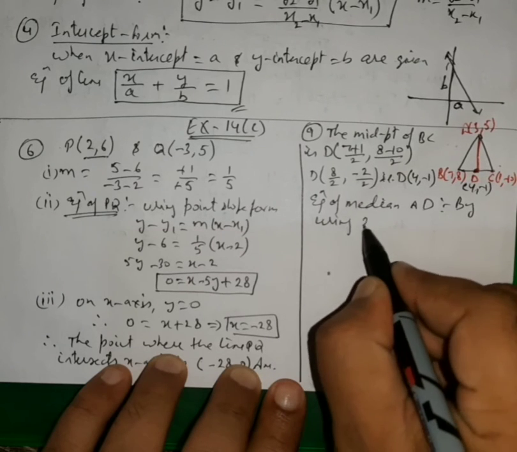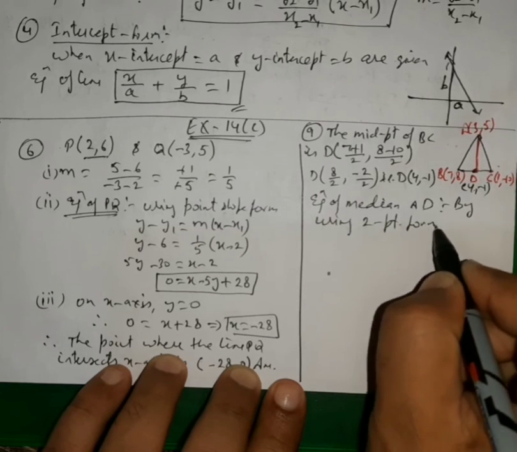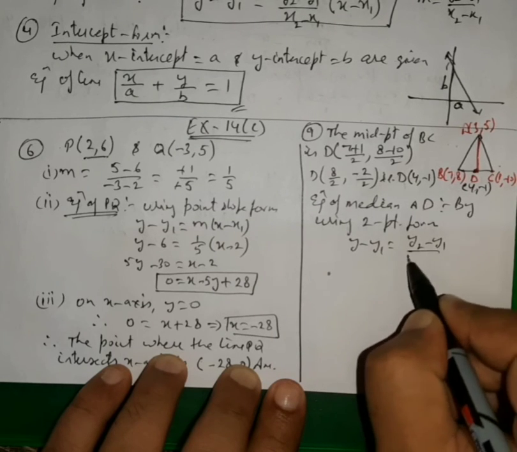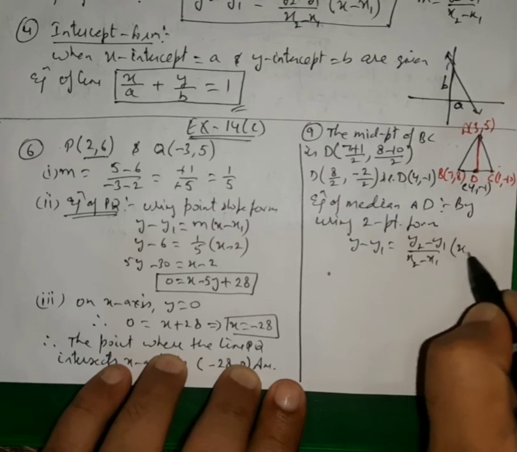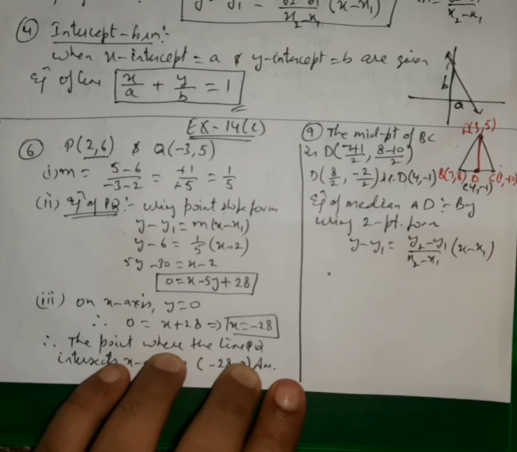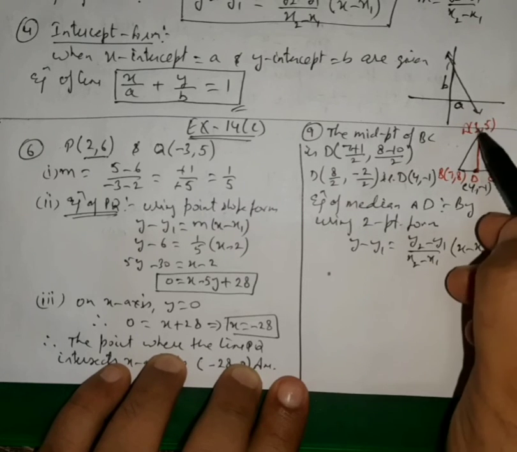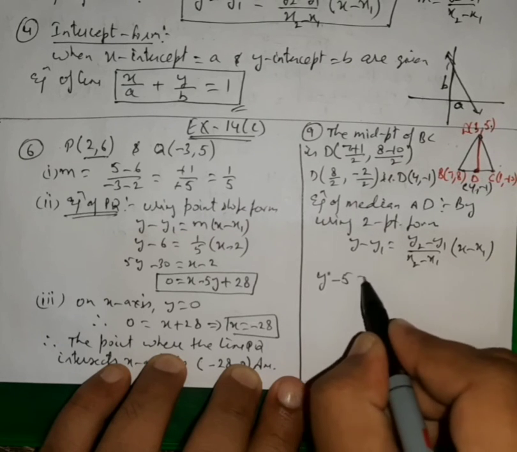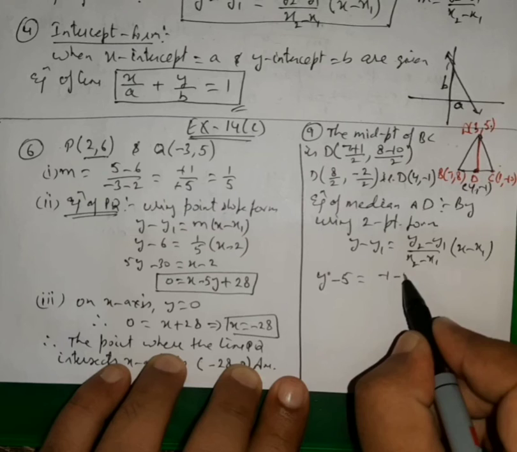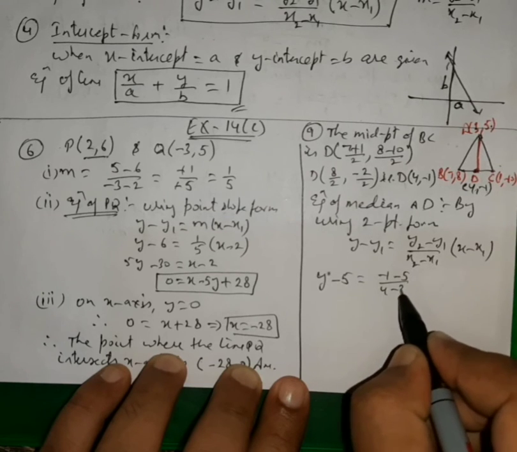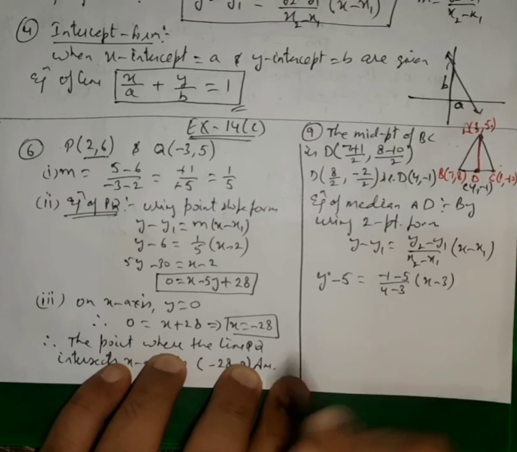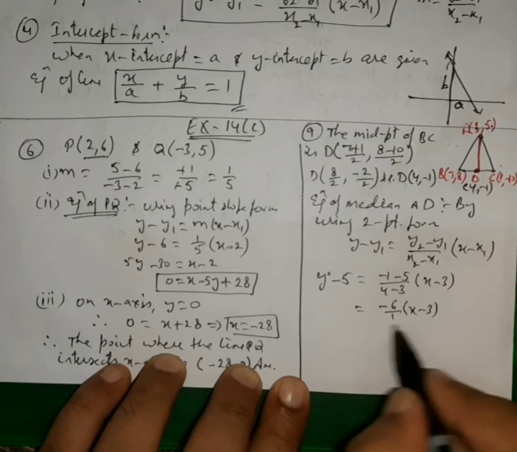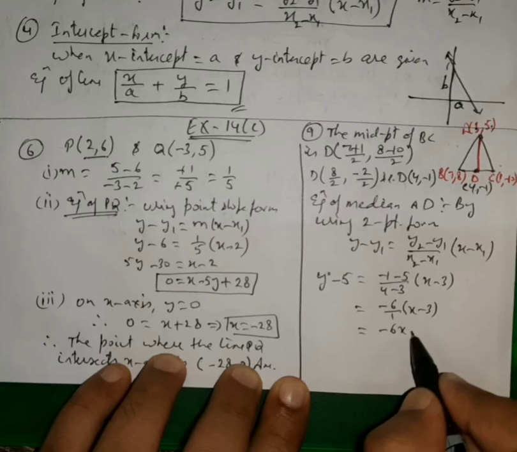By using the 2-point form. The 2-point form is y - y1 is equal to (y2 - y1) over (x2 - x1) multiplied by (x - x1). So here this is x1, y1 and this is x2, y2. So this equation will become y - 5 is equal to (-1 - 5) over (4 - 3) multiplied by (x - 3). So now this becomes -6 over 1 multiplied by (x - 3). So that is equal to -6x plus 18.